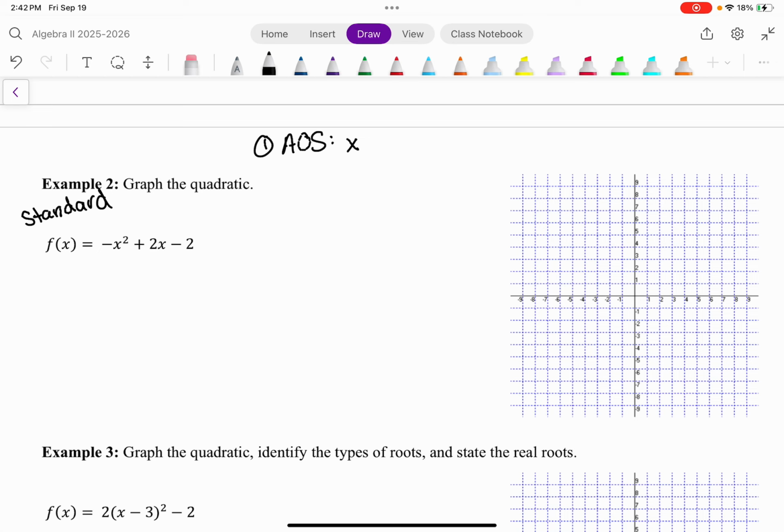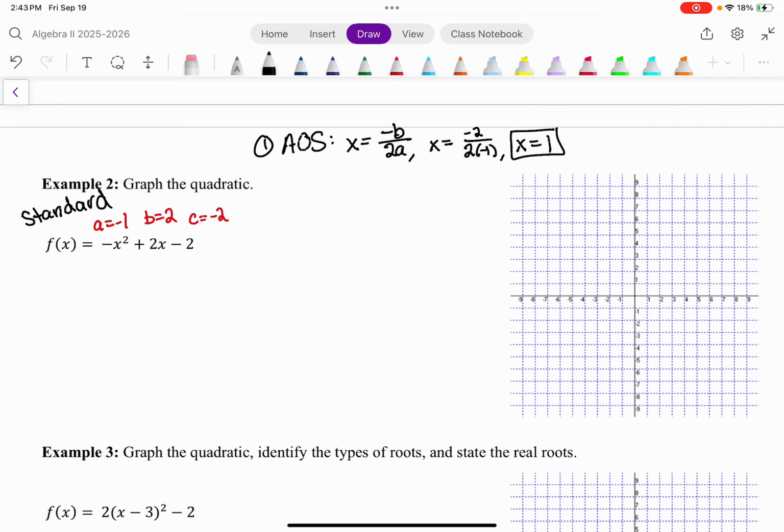When your equation is written in standard form, you're going to use that negative b over 2a. And make sure you're careful with the negative signs in here. So a is -1, b is 2, and then c is -2. So for this one, we would have x equals -2 over 2 times -1. So our axis of symmetry, this would all simplify to -2 over -2, and that would be +1. So that's our axis of symmetry.